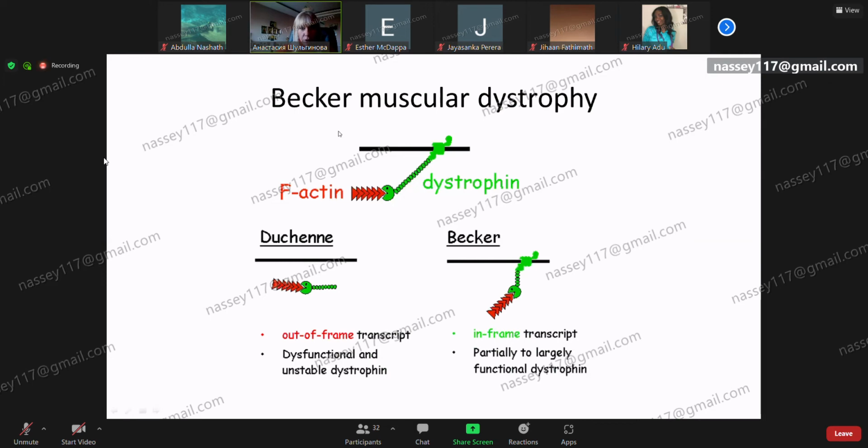Illustration of the differentiation between Duchenne and Becker. We said in Duchenne, dystrophin is absent. In Becker, it is present, but the concentration is lower than needed for normal function.